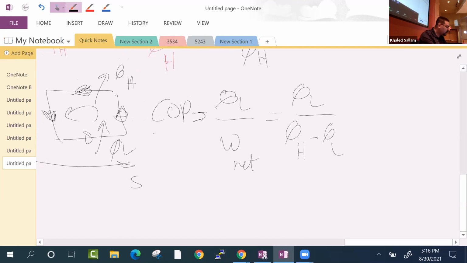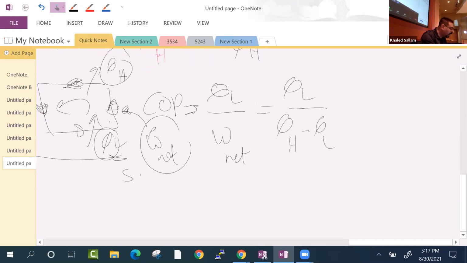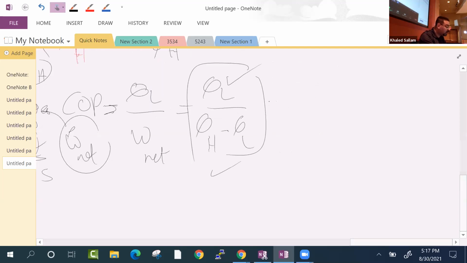I see three things in front of my eye: work added, Q dot L sucked in, Q dot H removed up. So work plus QL equals QH. And this is for every cycle in the world, not just the Carnot cycle. For any refrigeration cycle in the world, the COP is what you get, QL, over what you pay, QH minus QL.